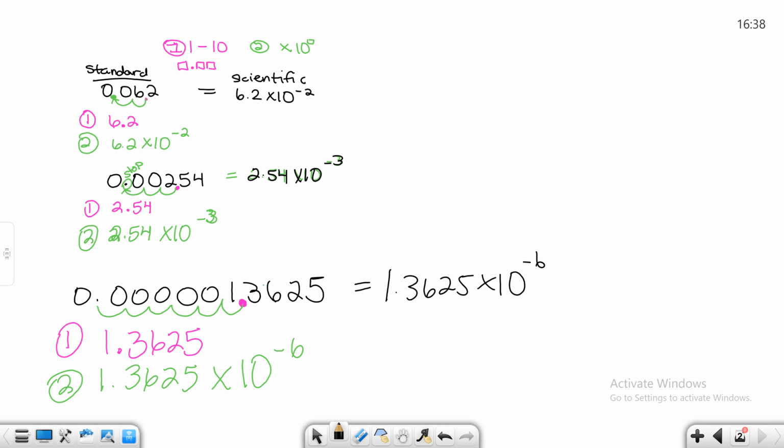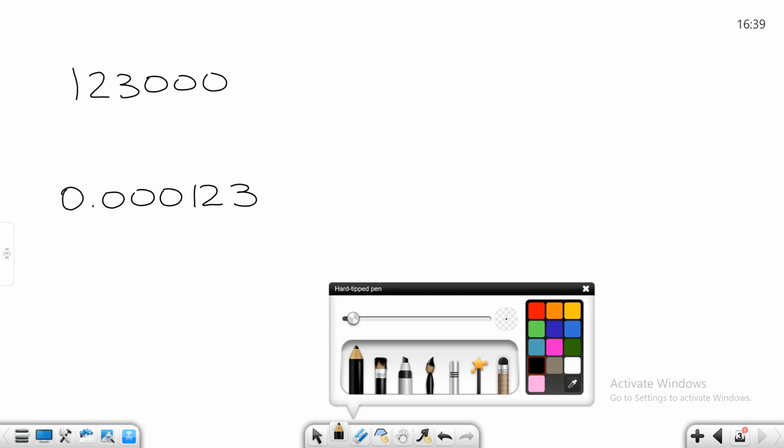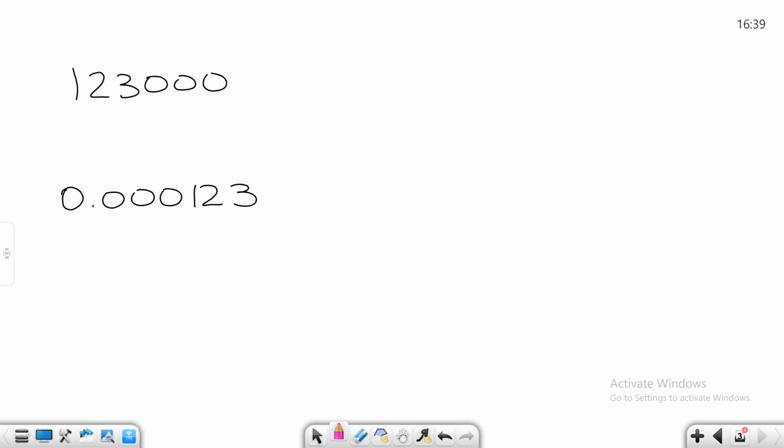All right, I'm going to do 2 more examples just so that you can see both of them side by side, the positive and the negatives. So let's go ahead and look at this number and this number. So following my rule as before, first I'm going to place my decimal in the middle of my digit where it becomes between 1 and 10. So that's 1.23.